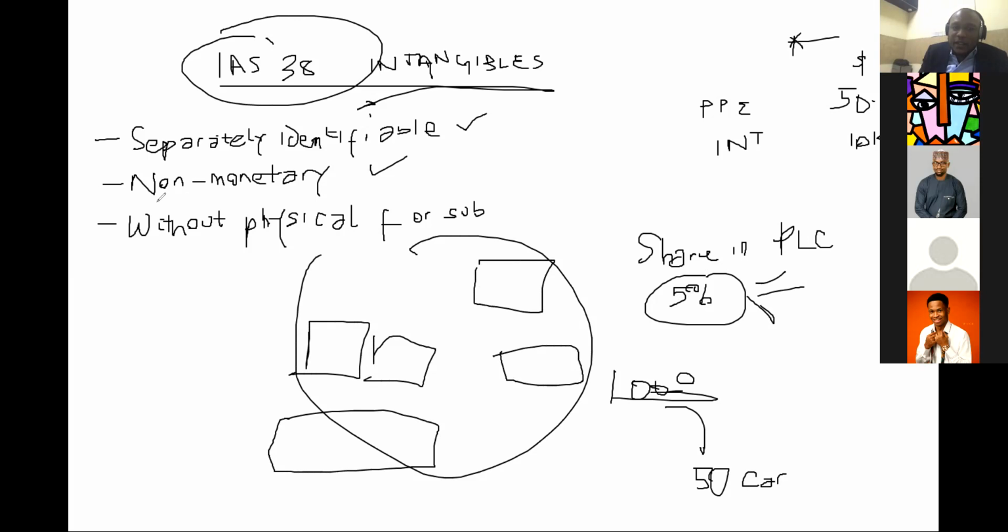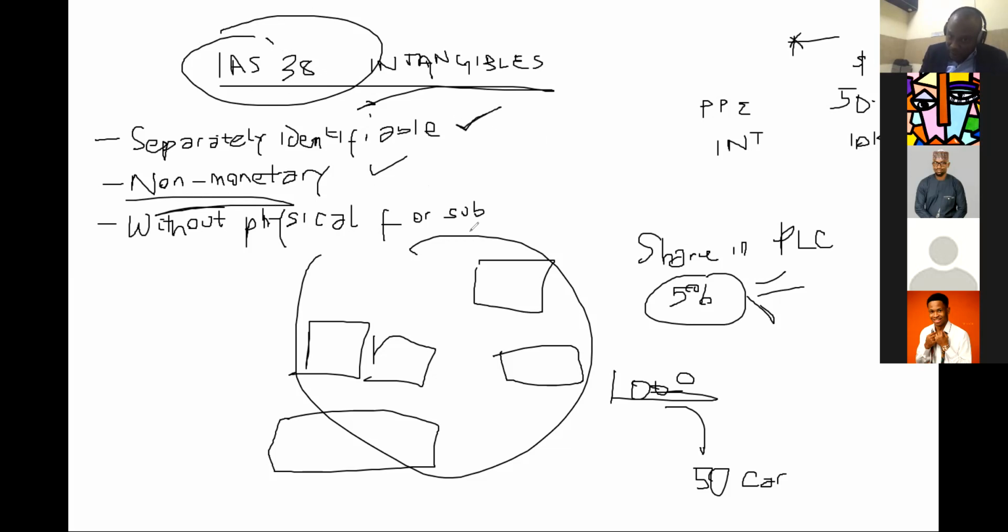But a share in a public company is not reflected under IAS 38. That is why this definition is important, because non-monetary means that it is not money. A share in a public company is money, is cash. It's technically something that is very highly tradable. So that will be an intangible asset, but not an intangible asset as defined under IAS 38. So these definitions are important.